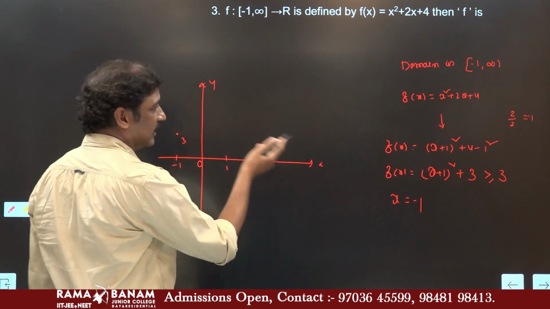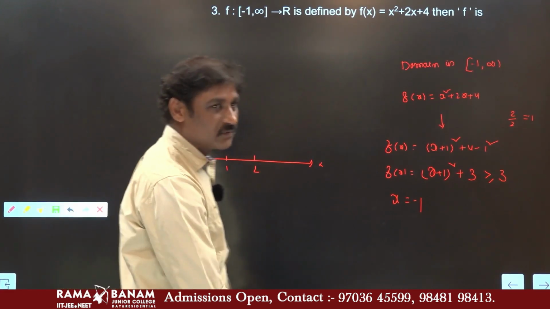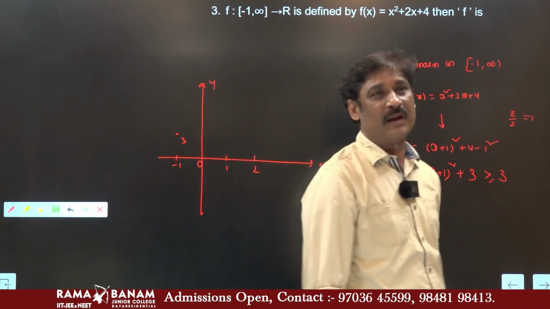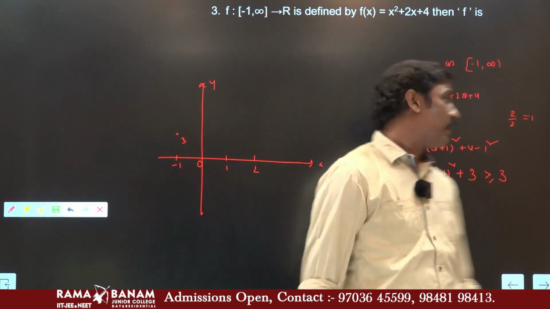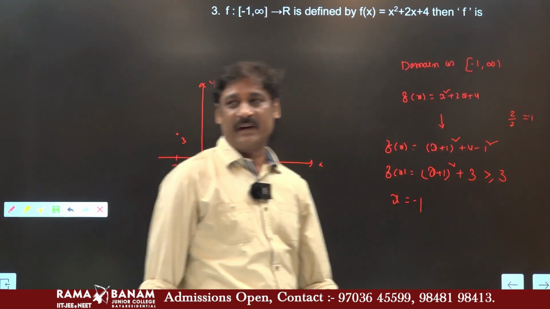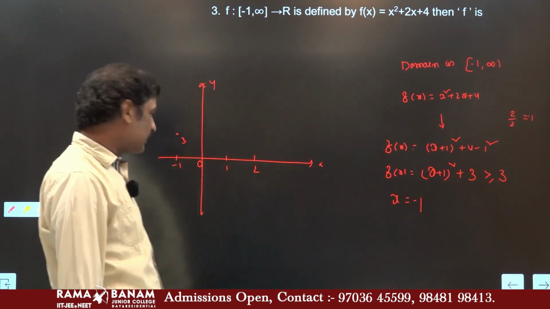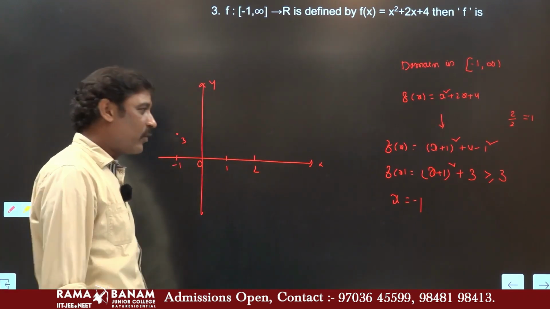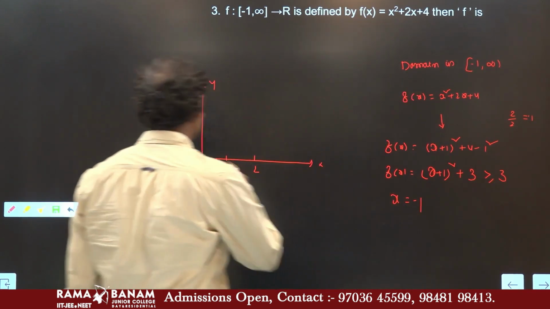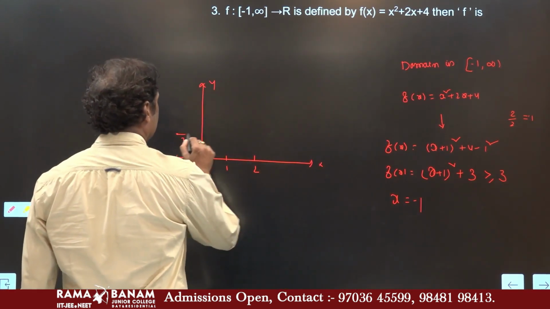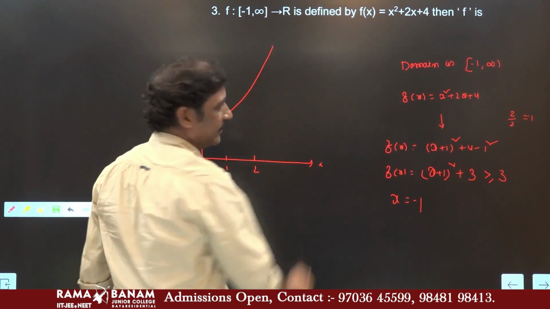The graph is completely, clearly, we can say that x square plus 2x plus 4 also represents a parabola. This is the part of a parabola because the domain minus 1 to infinity is given. As per the domain, just you draw the graph. At this point, we got it already, the minimum value is 3. The graph is completely a parabola, just like this only.